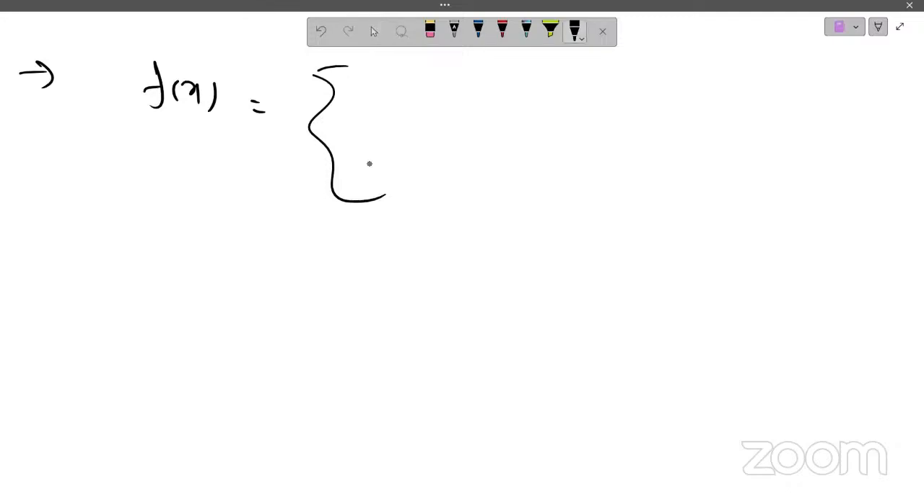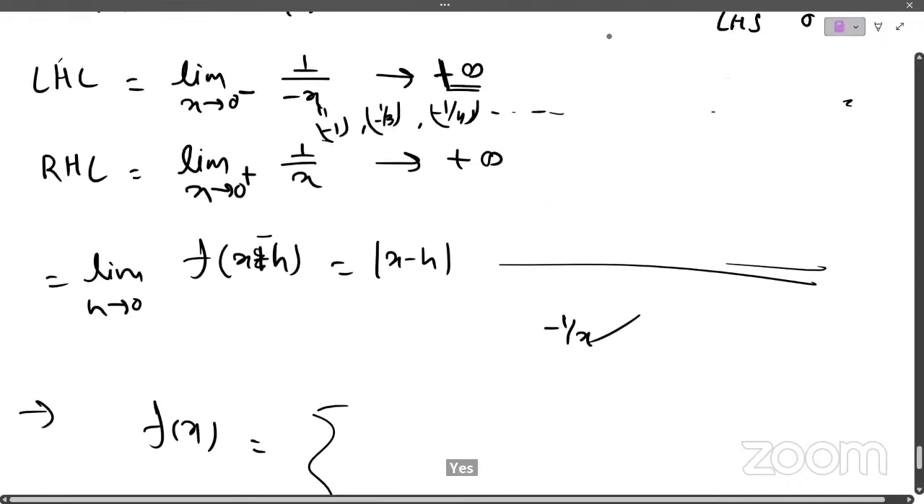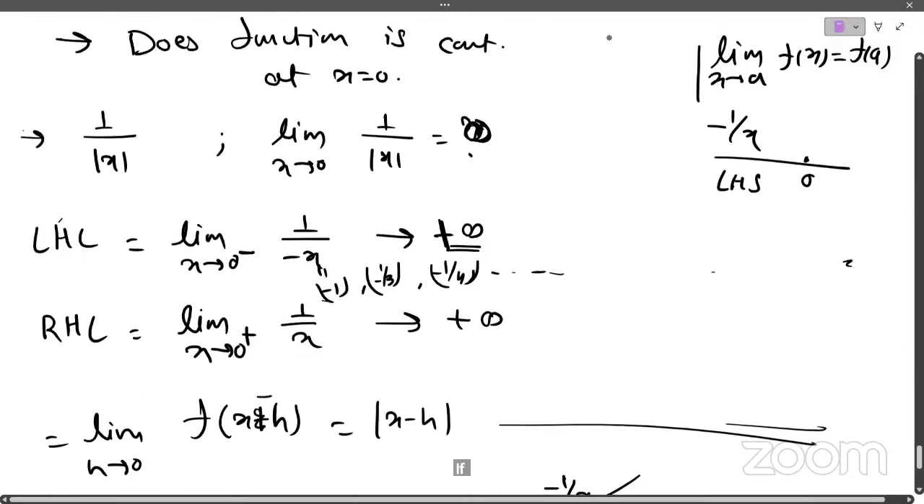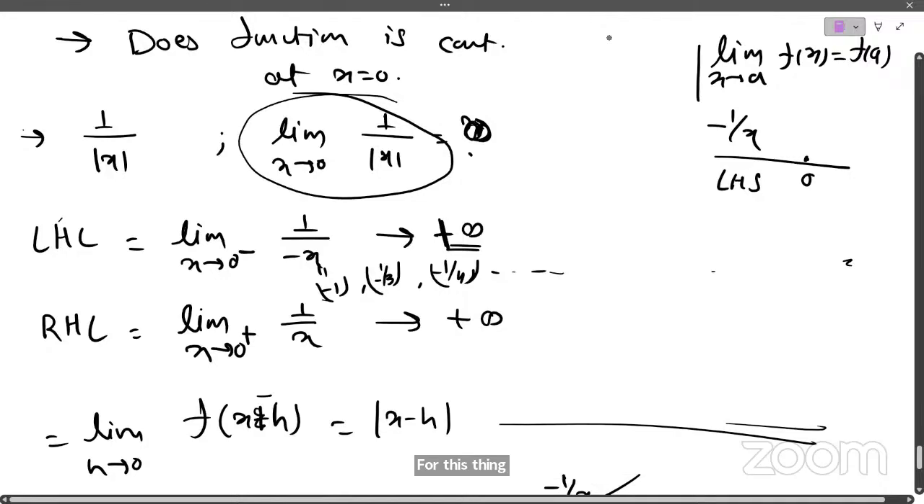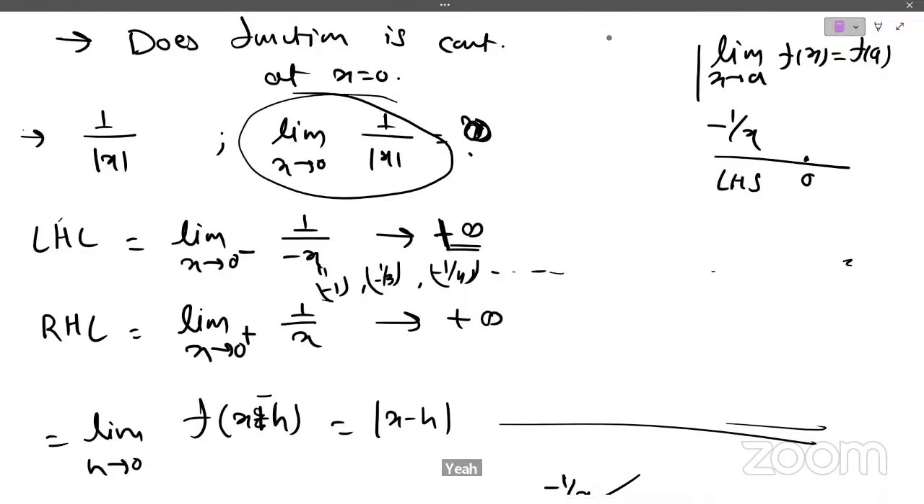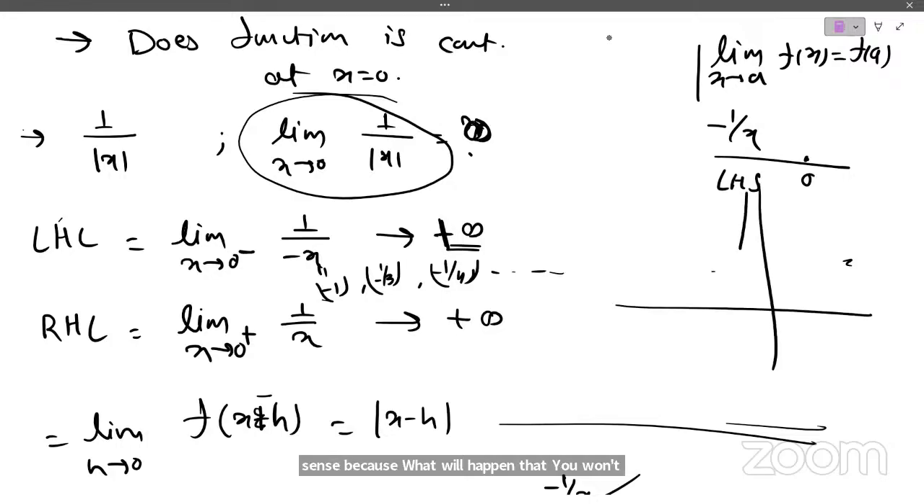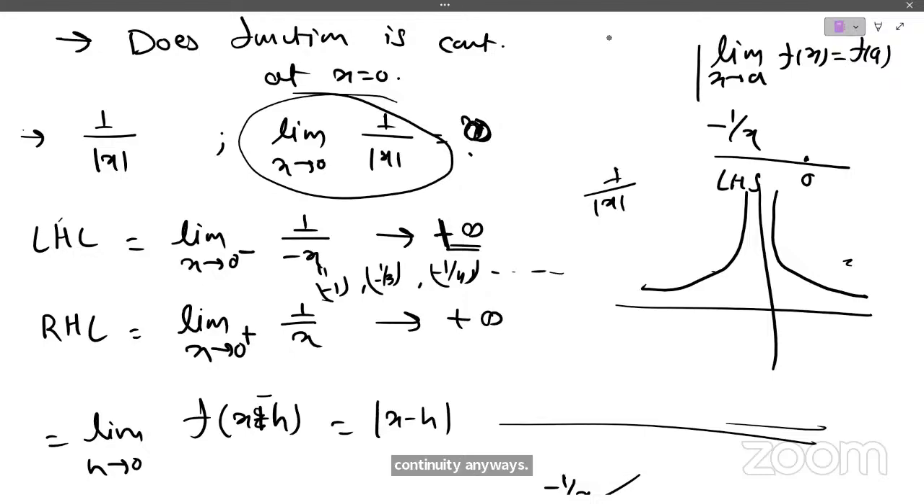Ma'am, for the previous question, if it is asked whether it is continuous, what is the answer? For this function, actually it is continuous, because you won't break continuity anywhere. If you observe the graph, this is the graph of 1 by mod x. This whole thing and this whole thing. At any point you are not breaking the continuity. There are no jumps or anything else.